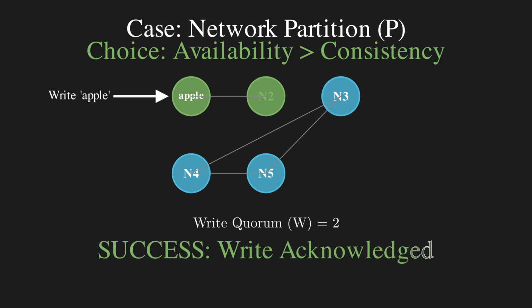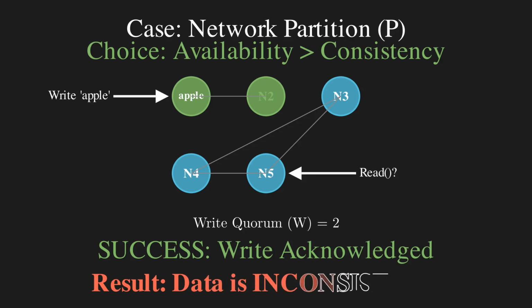But if another client tries to read the same value from node 5, it won't be able to read the value. Even if you try to read from a read quorum, it says that I can read only from node 3, node 4 and node 5, and they don't have this apple value. So they will say that okay, I don't have apple. And here we are losing consistency. Even though another client has written apple to the system, we are unable to retrieve it. So this is what we call inconsistency.